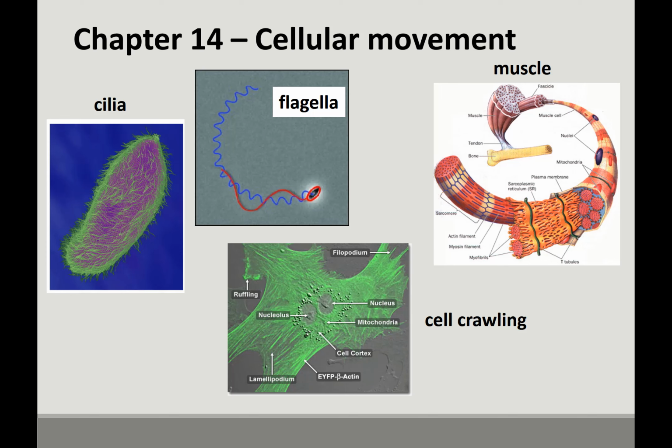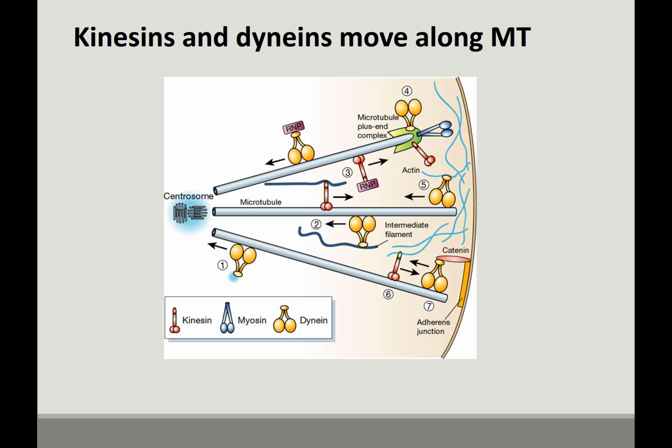Hello! Here is a quick little video highlighting some of the topics from chapter 14, which is all about cellular movement. So the first set of movement proteins we come across are kinesins and dyneins. And these motor proteins move along the microtubules. So you can see the microtubules in gray, and dynein is shown in yellow and kinesin in red.